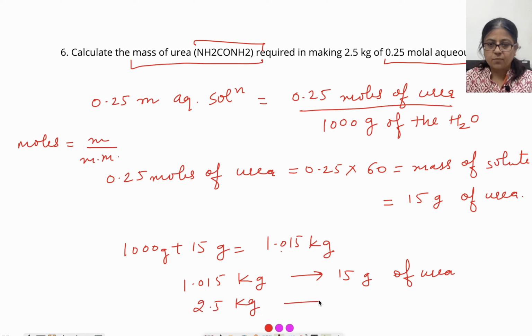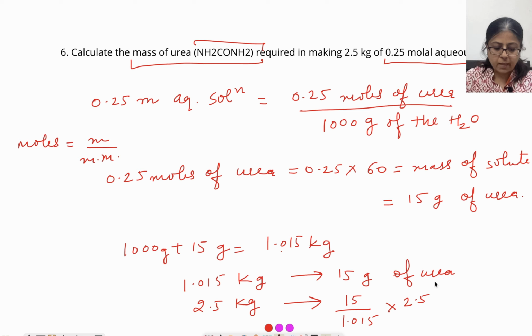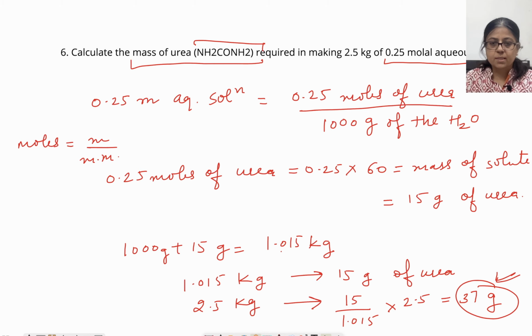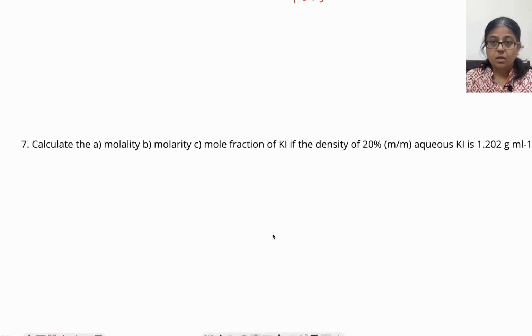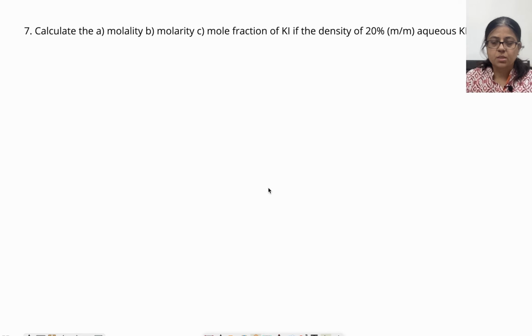2.5 kg will be having 15 divided by 1.015 into 2.5, and it will be equal to 37 gram of the solute. 37 gram of the solute is dissolved in 2.5 kg of the solution. So this will be the value here. So this is the 6th question that we are solving here. Now see the 7th question.